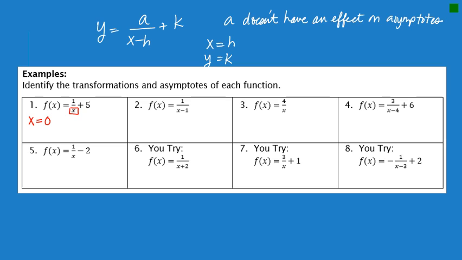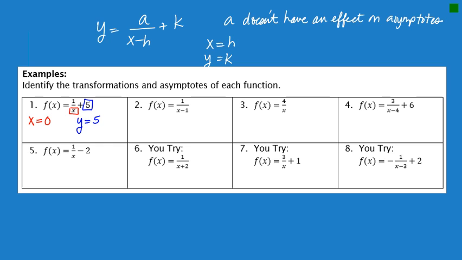Because you can't divide by 0, that x value would be impossible on our graph. So if I plugged in 0 for x here, it would make me divide by 0, therefore that's my asymptote. And then for my y, I set it equal to my k value, which in this problem is 5.